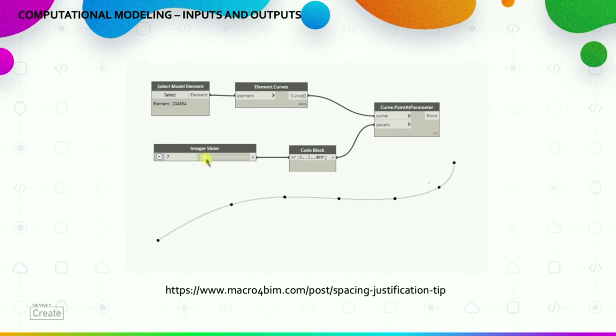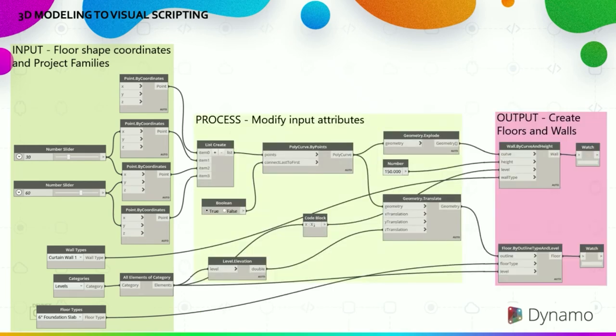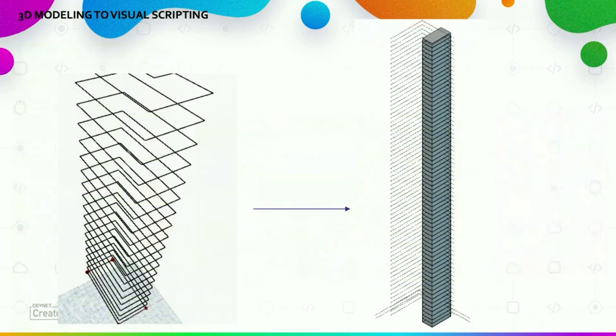It's like modeling like this. And you just take the example and move it forward. You have, like we had before, inputs, process, output. In this case, the input are some coordinates. The process makes those coordinates into a rectangle and then multiplies that rectangle 100 times and then wraps floors and walls from our model into them to get something like this, a skyscraper. That can be done in seconds, whereas if they did it themselves, it would take a while.